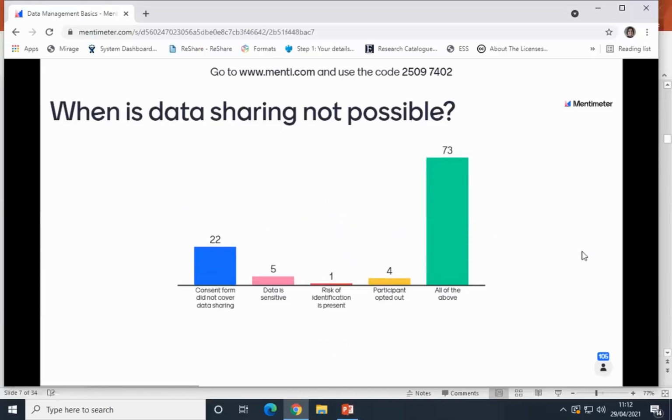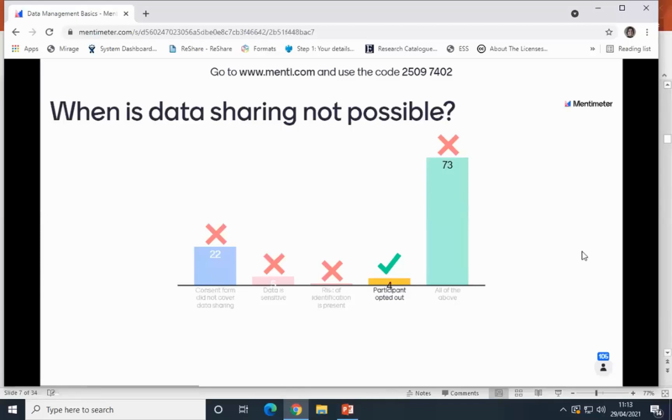Let's see. Right, so the most common answer was all of the above. I can see participant opted out. That was actually the answer that we selected as correct here. And the reason why is because the first option, the consent form did not cover data sharing, is something that should not be the case. Consent forms should address both participation in the research project and data sharing at the end of the project.